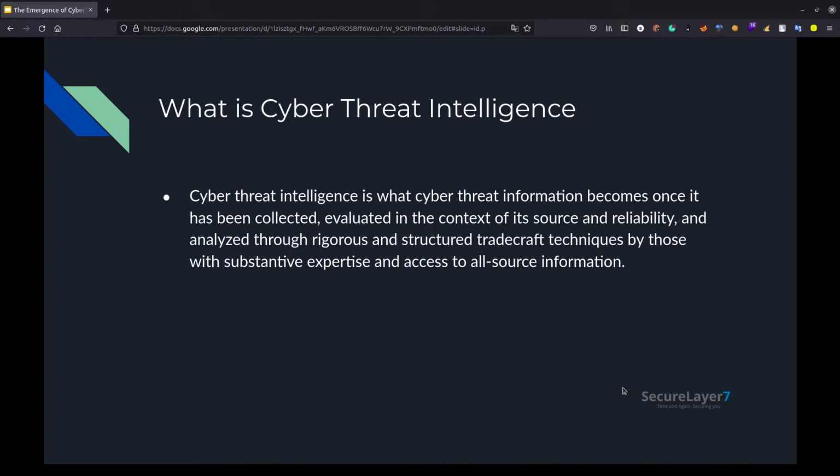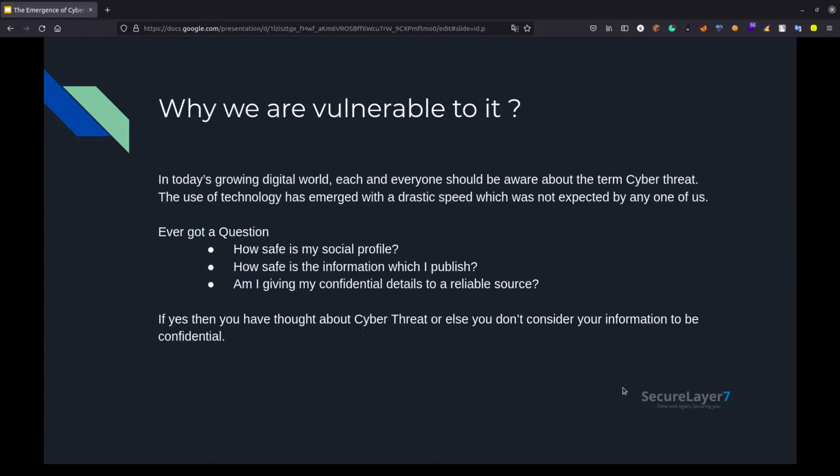It requires that analysts identify similarities and differences in vast quantities of information and detect deceptions to produce accurate, timely, and relevant intelligence. So why are we vulnerable to it? In today's growing digital world, each and every one should be aware of the term cyber threat. The use of technology has emerged with a drastic speed which was not expected by any one of us.